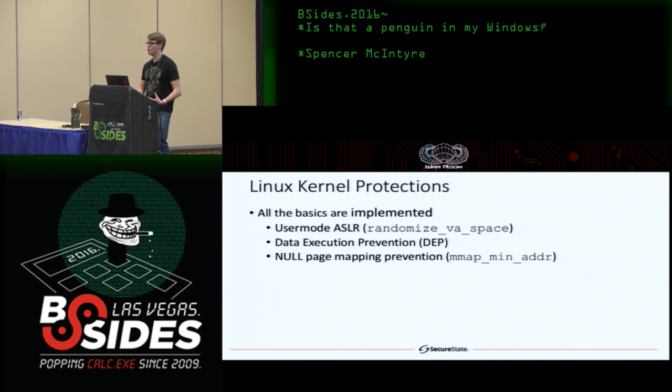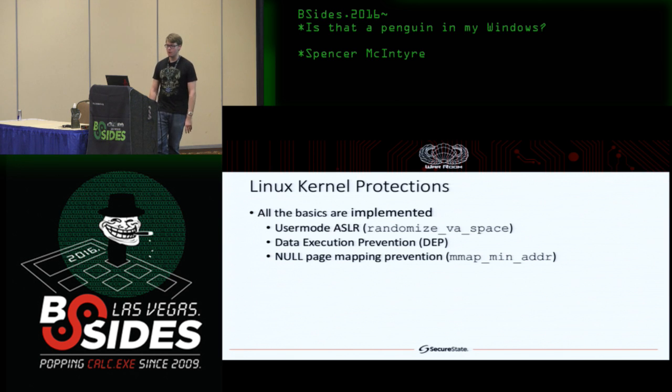When an mmap call is made, it is fulfilled by the Windows kernel. It's not actually implemented by LX Core. So in being fulfilled by Windows, you get all of those protections that Windows already offers. Data execution prevention, ASLR, null page mapping, all those things work as would be expected.